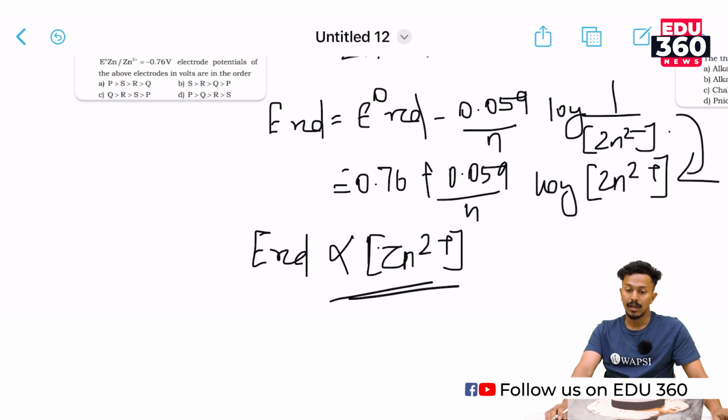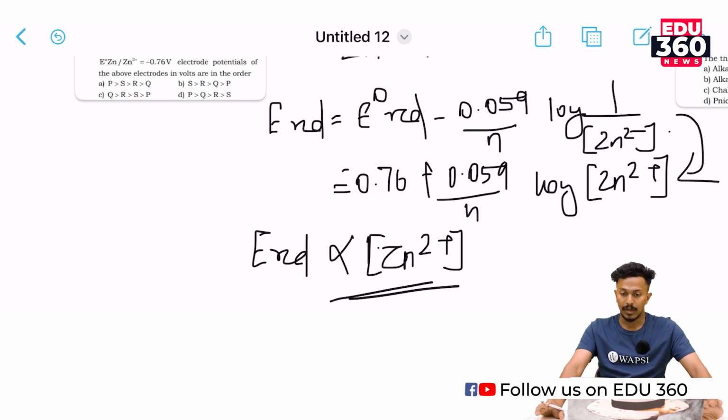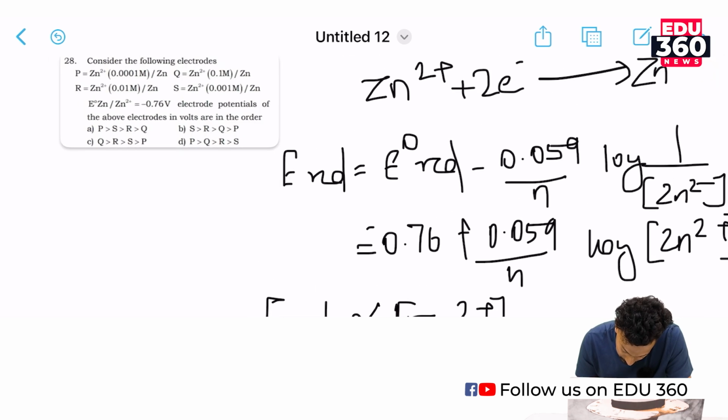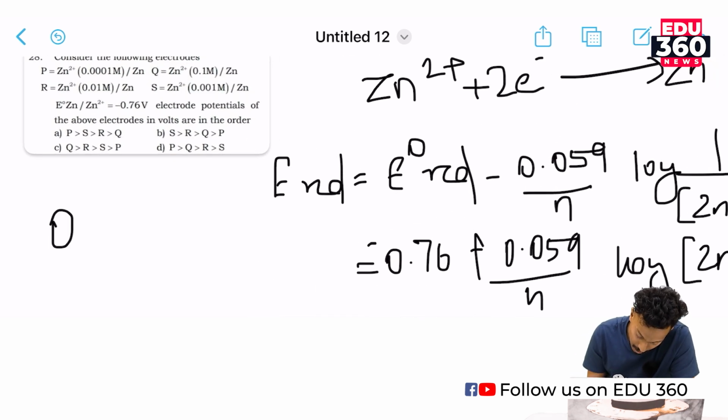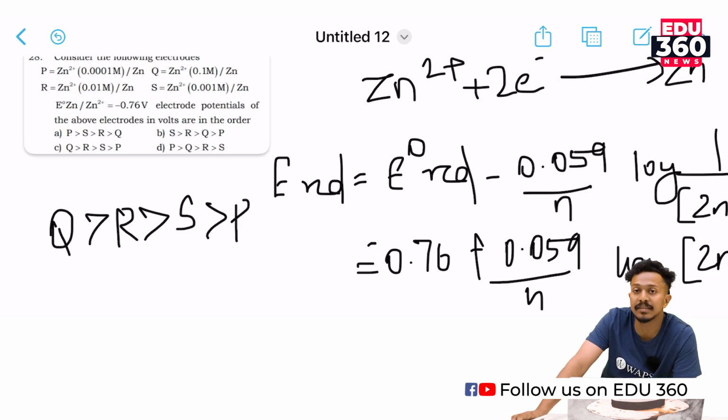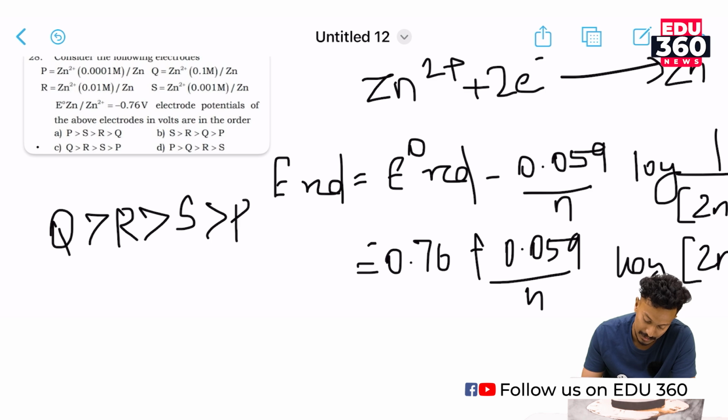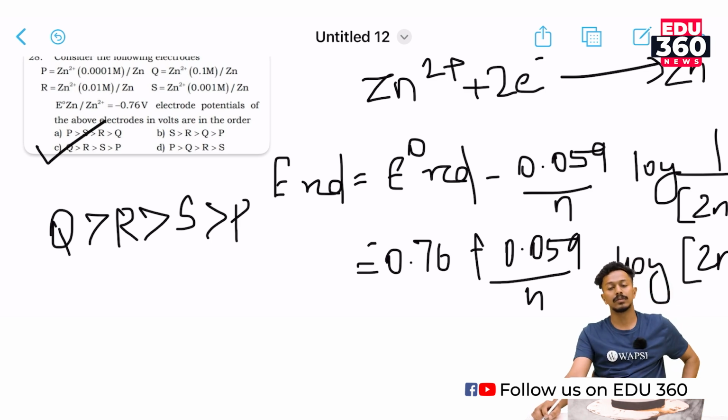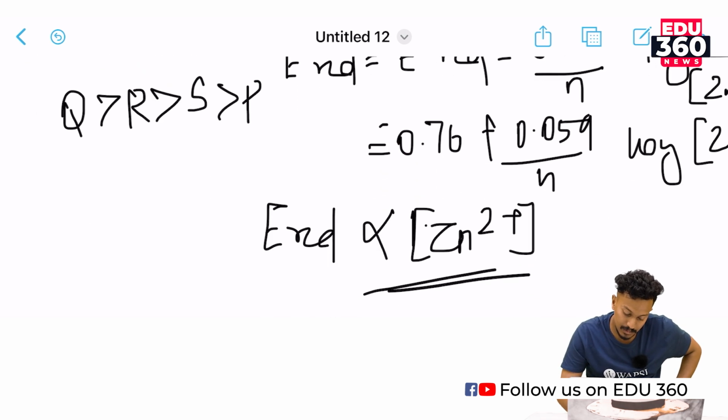So we have to find out the electrode potential of the above electrodes. Q is greatest, then R, then S, and lastly P. Q has the highest electrode potential with 0.1 molar Zn solution, then R at 0.01 molar, S at 0.001 molar, and P at 0.0001 molar. So the correct option would be option C, isn't it? Yes. Moving on to the next question.